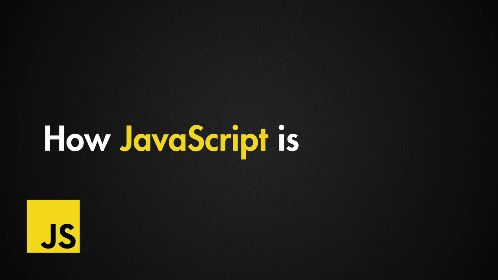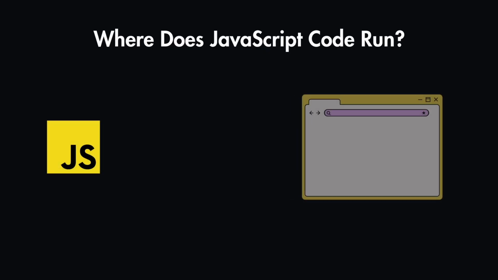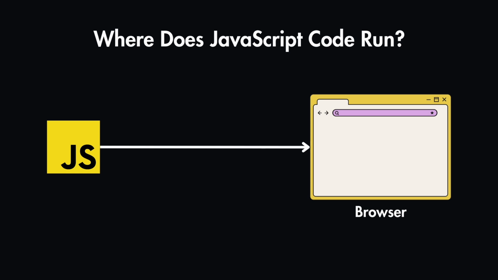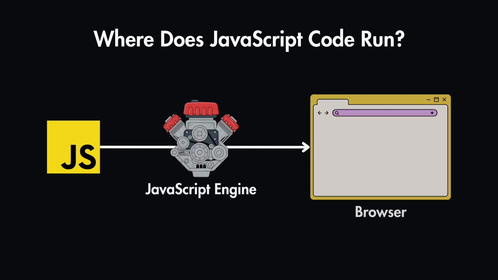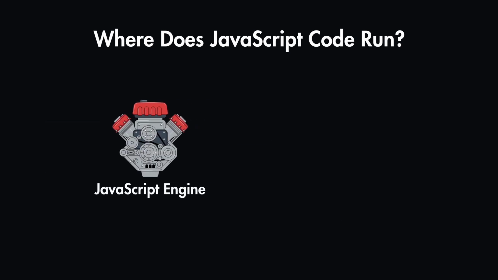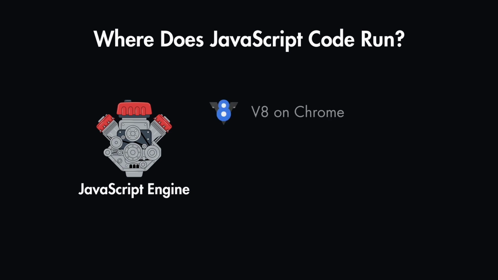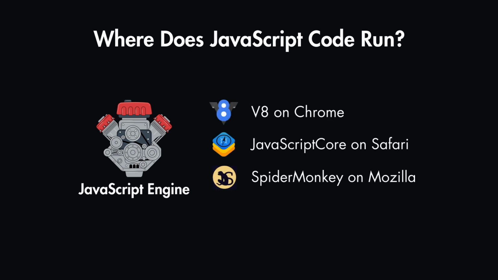Let's take a closer look at how JavaScript code gets executed. JavaScript was initially designed to run within web browsers, and each browser has a JavaScript engine. This engine is built into most major browsers. These are engines like V8 on Chrome, JavaScriptCore on Safari, SpiderMonkey on Mozilla, or Chakra on Microsoft Edge, and many other JavaScript engines that run within web browsers. And it's basically software that lives within your web browser and is responsible for executing our JavaScript code.